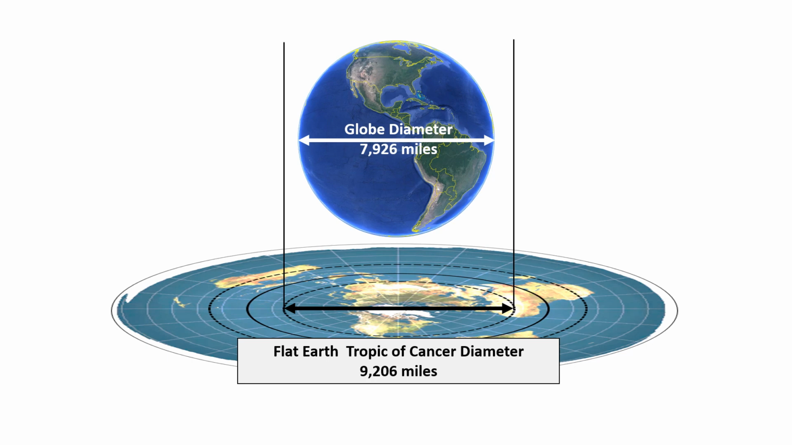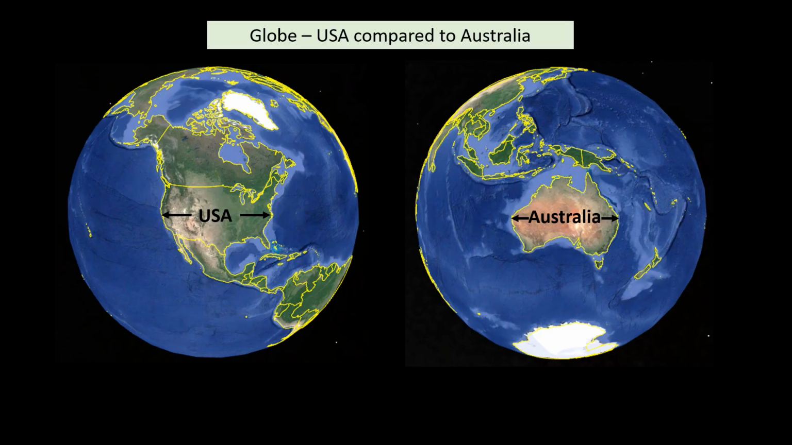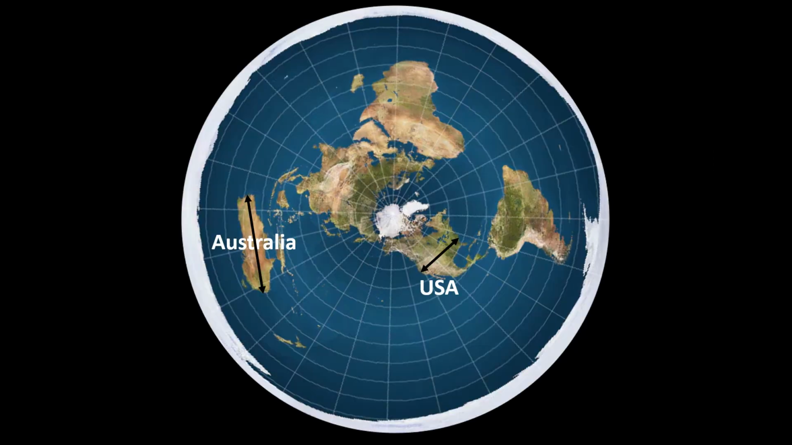So it is quite evident that distances on these two models would be quite different, and especially in the southern hemisphere. For example, if we compare the US to Australia on a globe, we can clearly see that the east-west distances are about the same. But on a flat Earth, it's quite evident that Australia is about twice the distance east to west as the United States. And if all maps conform to the globe, but we live on a flat Earth, you think by now somebody would have maybe noticed this.